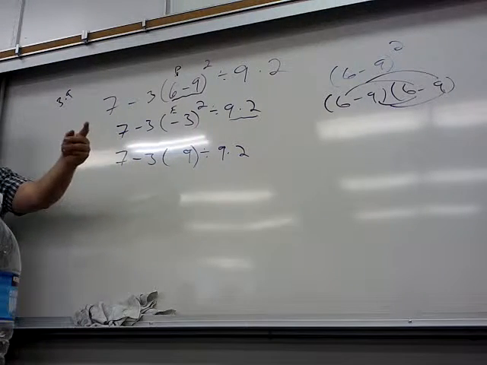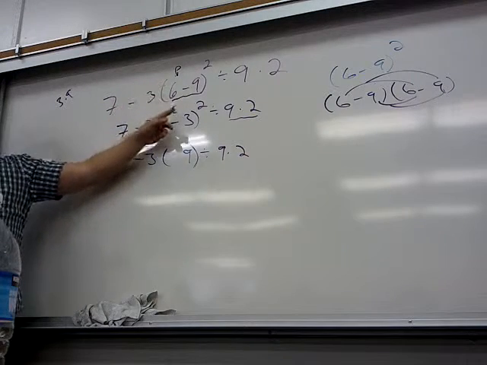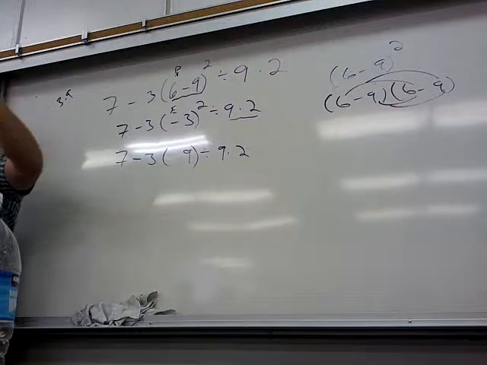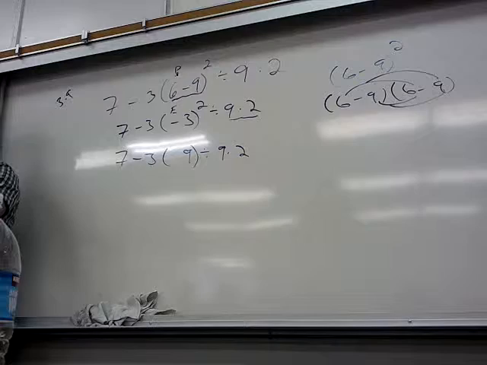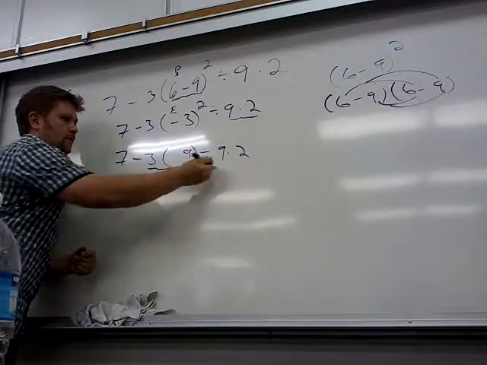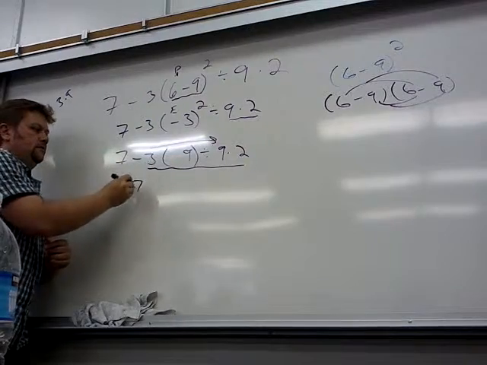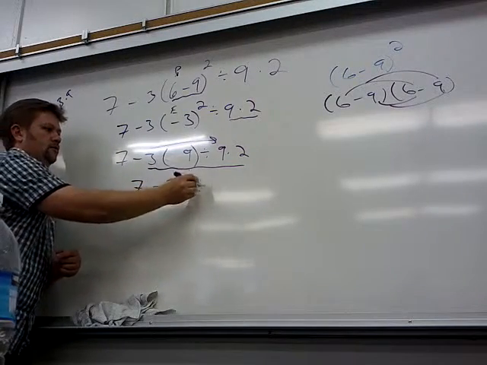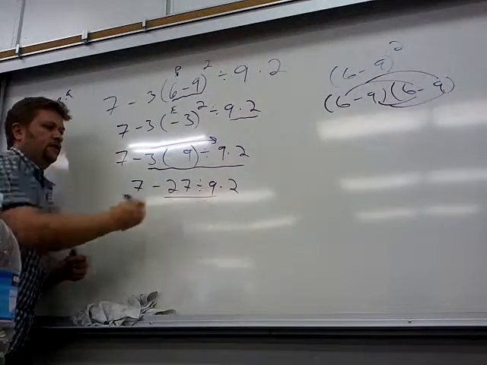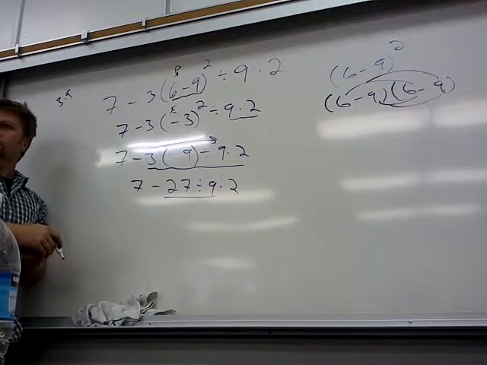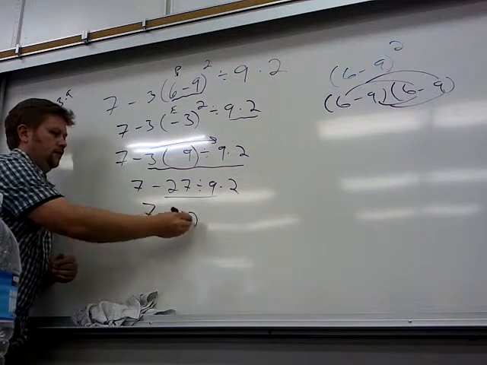And now, we did the P, we did the E. Multiplication. We do the MD as it comes, right? So do this piece as it comes. Negative 3 times 9? Negative 27. 27 divided by 9? 3. 3 times 2?